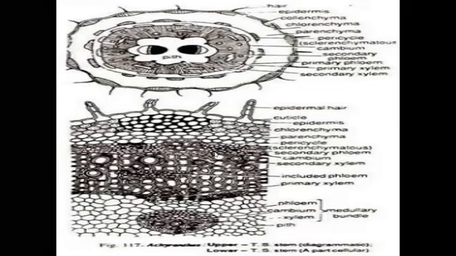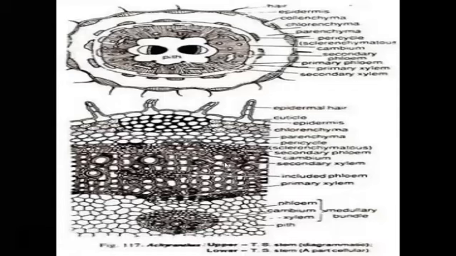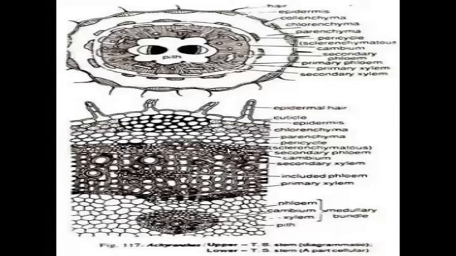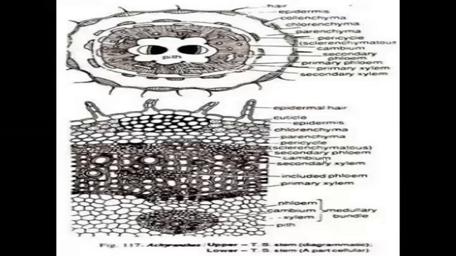Between the two xylem tissues, secondary phloem tissues are present. The secondary phloem tissues are protected by sclerenchymatous tissue. Between the two xylems, phloem is present. This secondary phloem is also called included phloem, and it is protected by sclerenchymatous tissue.